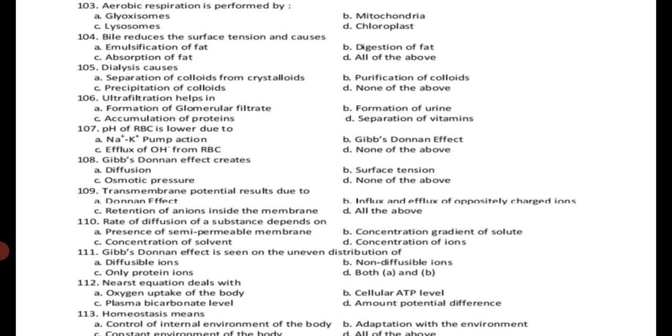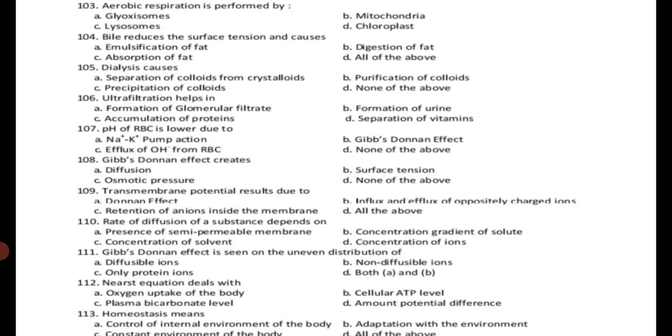The pH of RBC is lower due to the Gibbs-Donan effect. The RBC, the red blood corpuscle, alters blood pH by catalyzing a reversible reaction of the formation of carbonic acid from carbon dioxide through the enzyme carbonic anhydrase. Because of the production of carbonic acid in the RBC, the pH gets lowered. pH is also controlled by CO2 binding to hemoglobin instead of being converted to carbonic acid. So option B is the answer of question number 107.